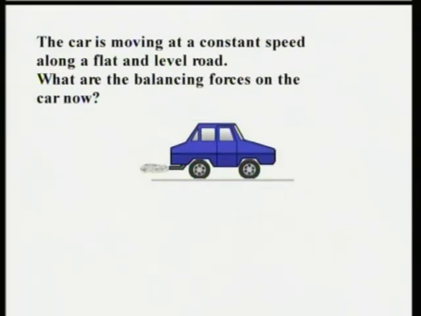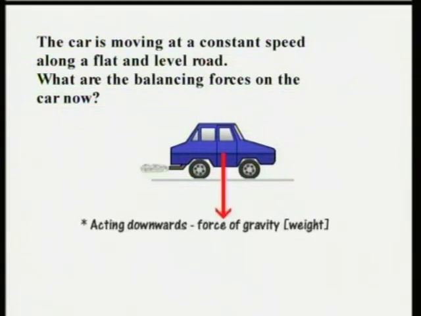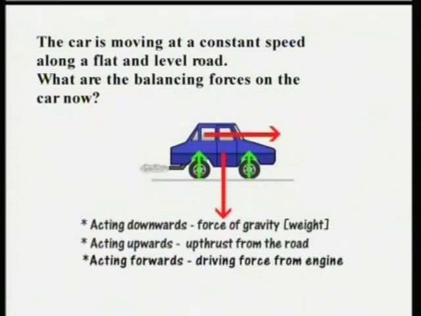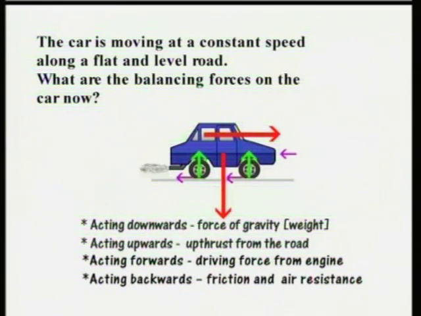The car is now moving at a constant speed along a flat and level road. What are the balanced forces on the car now? You should have got something like this. There's still the force of gravity acting downwards on the mass of the car, balanced by the upthrust force of the road. But now the car is moving at constant speed, there's also the forward driving force provided by the engine passing through the wheels and tyres to the road. This is balanced by the frictional forces in the turning wheels and where the tyres meet the road, as well as the drag from air resistance, both trying to slow the car down.